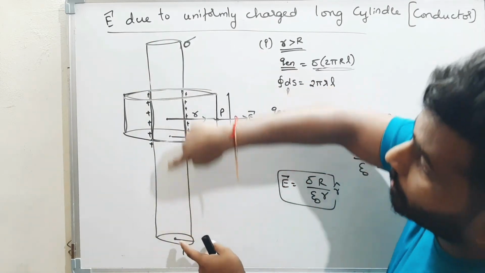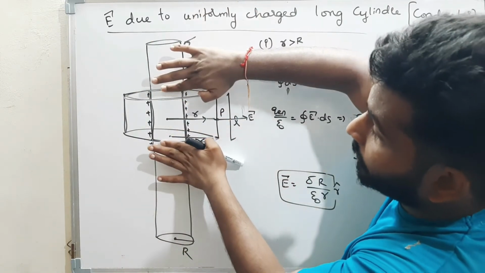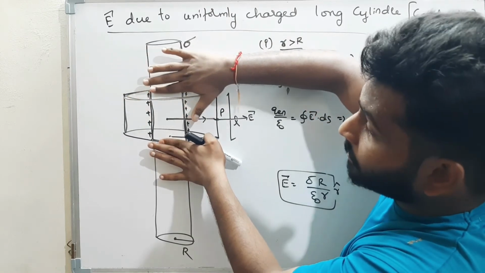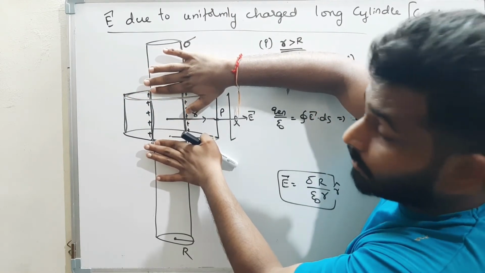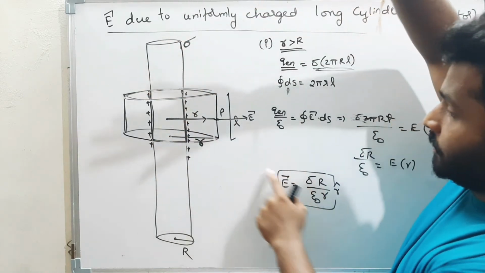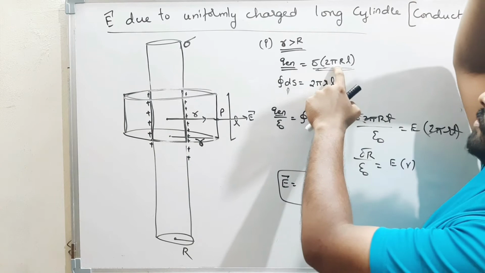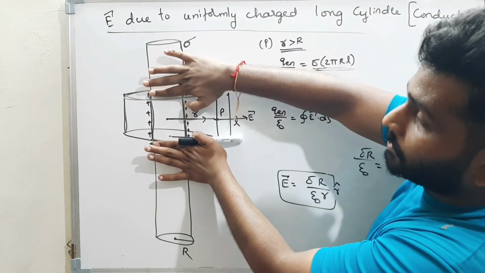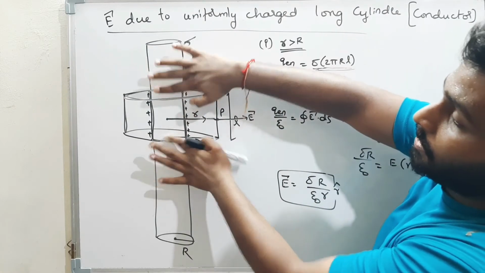Out of this whole cylinder, only this much length of the cylinder is inside this Gaussian surface. And for this much surface, what is the charge present? If I want to find the charge, then simply multiply sigma into the area present. The area is nothing but 2 pi r into L. Then you will get the charge enclosed. This much charge is present inside this Gaussian surface.